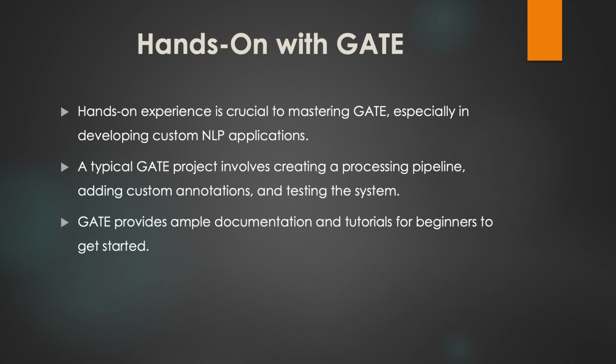When you are working with GATE, the process starts with creating a processing pipeline, which is a series of modules that process your input data in different stages. This modularity allows you to integrate specific NLP tasks such as tokenization, part of speech tagging, and sentence boundary detection. As a part of your project, you can also incorporate custom annotations that mark particular pieces of information, giving you fine grained control over your data.